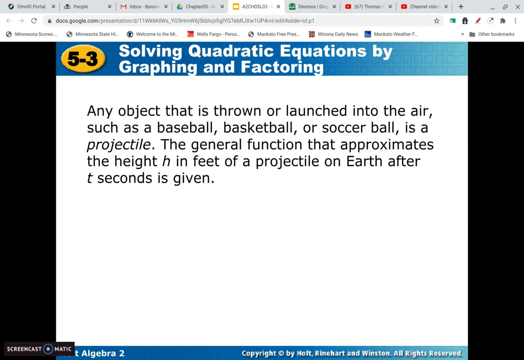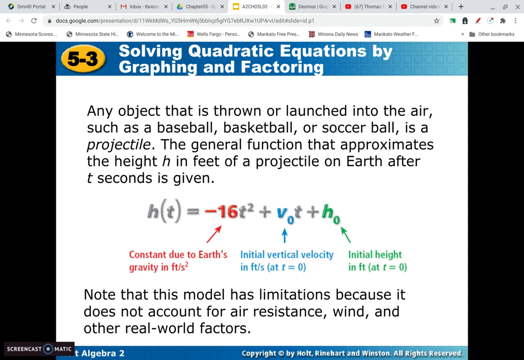All right. So let's talk about some motion here as we have some general formulas. As we do projectile motion, kicking a ball, throwing a ball, hitting a ball, whatever it is, we have a constant due to the Earth's gravity, and that's negative. That's the negative 16t squared. That's the part that we have. That's Earth's gravity. It's different if you're on the moon or something else like that.